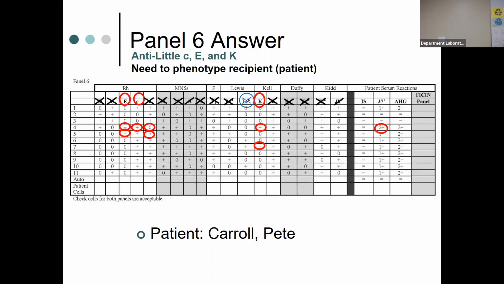But just because E is negative on this cell and Kel is negative on this cell, that's not a definitive rule out. We still have to prove that E and Kel are not reacting. Does that make sense? We still have to cross them out. The crossing out is a blood bank procedure. All of these panels that you do will be reviewed by your lab manager and the pathologist, so they are going to make sure that everything was ruled out. You could also phenotype your patient to see if they have the capability to build E and Kel as well.